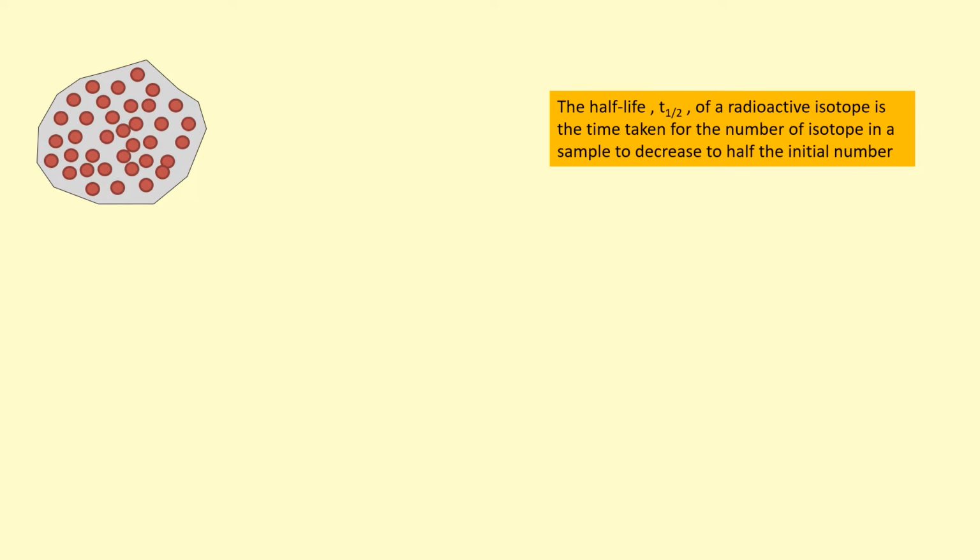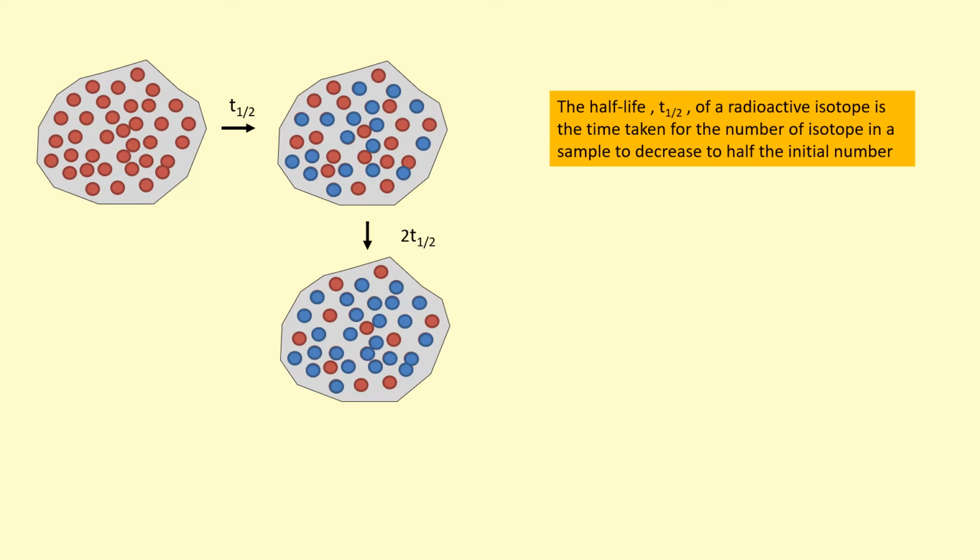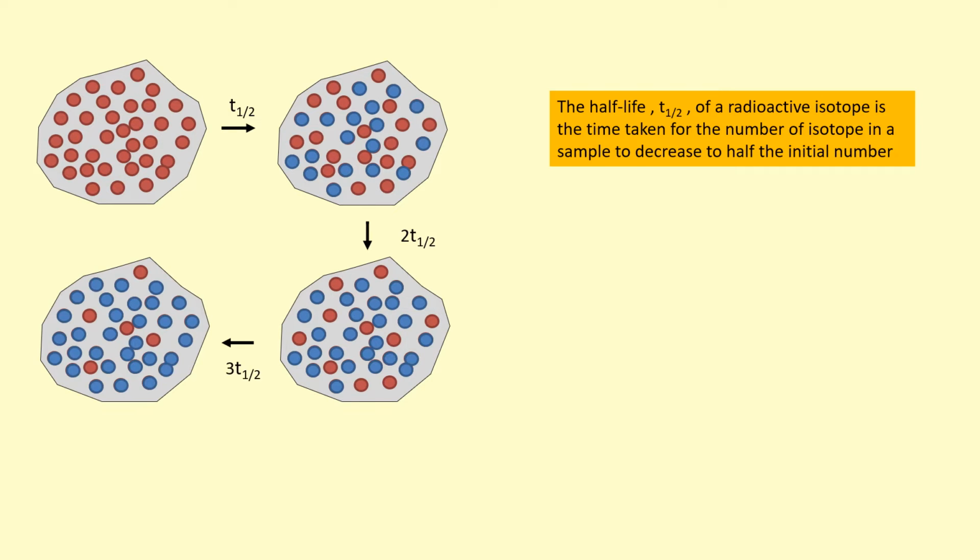Another very useful number is the half-life. The half-life of a radioactive isotope is the time taken for the number of isotopes in a sample to decrease to half the initial amount. So after one half-life, let's say 5 days, we would reach half the initial number of isotopes. After another half-life, so another 5 days, it would halve again, and so on. It keeps halving each time. We also know that the activity is directly proportional to the number of isotopes, so we expect the activity of the rock to also halve after every half-life. So it keeps decreasing as well.